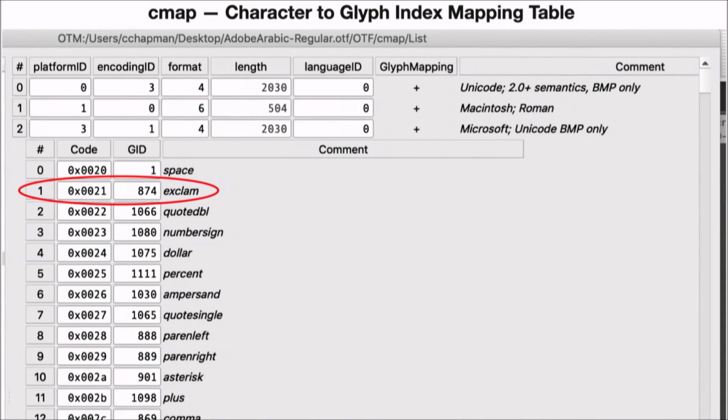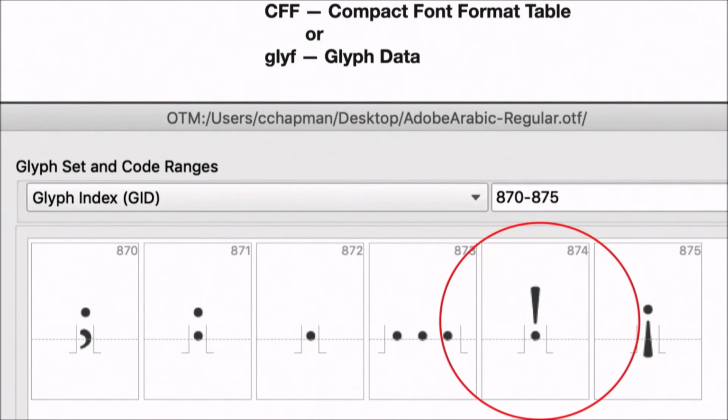So here I've picked out the exclamation mark. The Unicode for the exclamation mark is 0021 in hex. In this particular font, it is the 874th glyph. In another font, it could be glyph 5, it could be glyph 200, it could be anywhere, but in this particular font, it's glyph F874. So if we look at the list of glyphs in this particular font, we see 870, 871, and so on. We get to 874, and lo and behold, there's the exclamation mark.